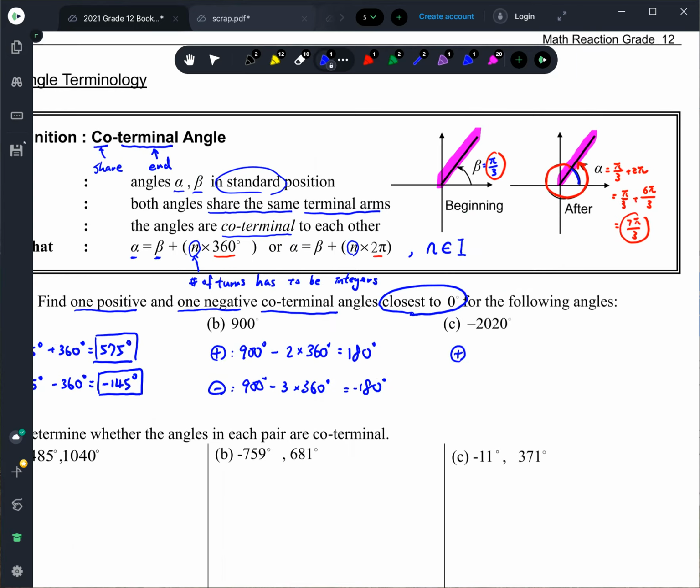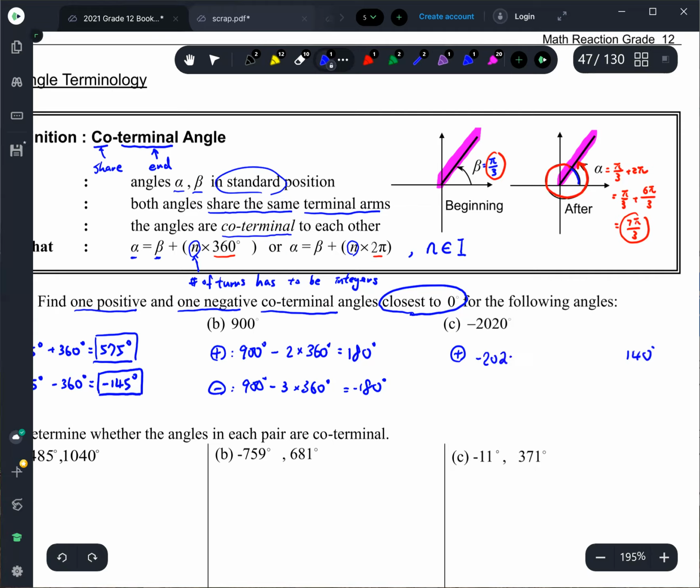It should be, well, 140. And can you tell us what you did? I did 2000, negative 2020, plus 2160. So how many turns is that? 6. Okay, so 6 times 360 degrees. Okay, very good. And then last one, the negative.